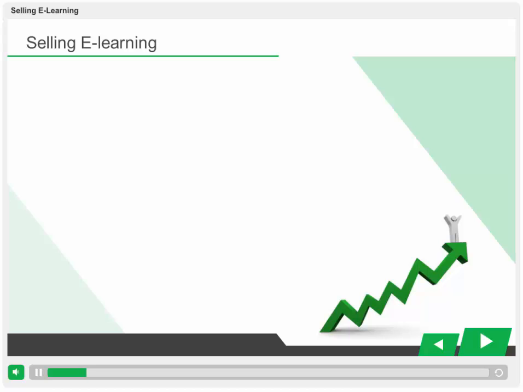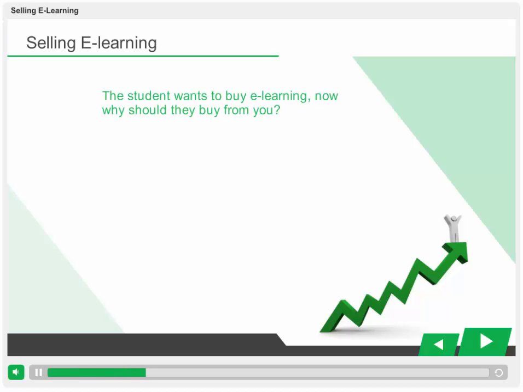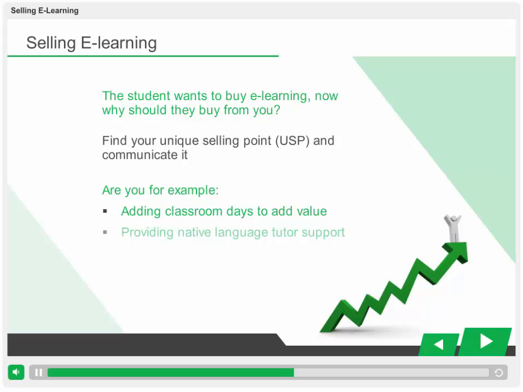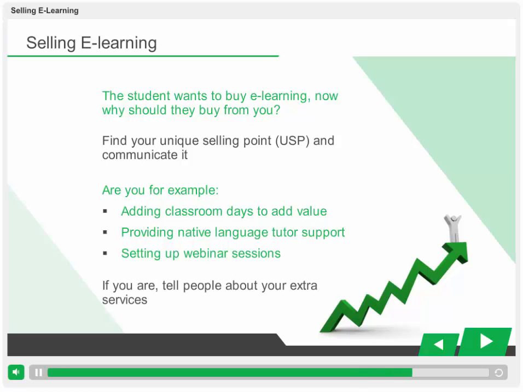So, once you've overcome any objections to e-learning, you need to convince the student that they should buy that learning from you. Find your unique selling point, and make sure the student knows what it is. Can you add value to the online course by adding a classroom day? Can you provide tutor support in a native language? Can you set up and run webinar sessions to support their learning? Find something that you can do to make your propositions better than your competitors, and tell everyone what those extra services are.